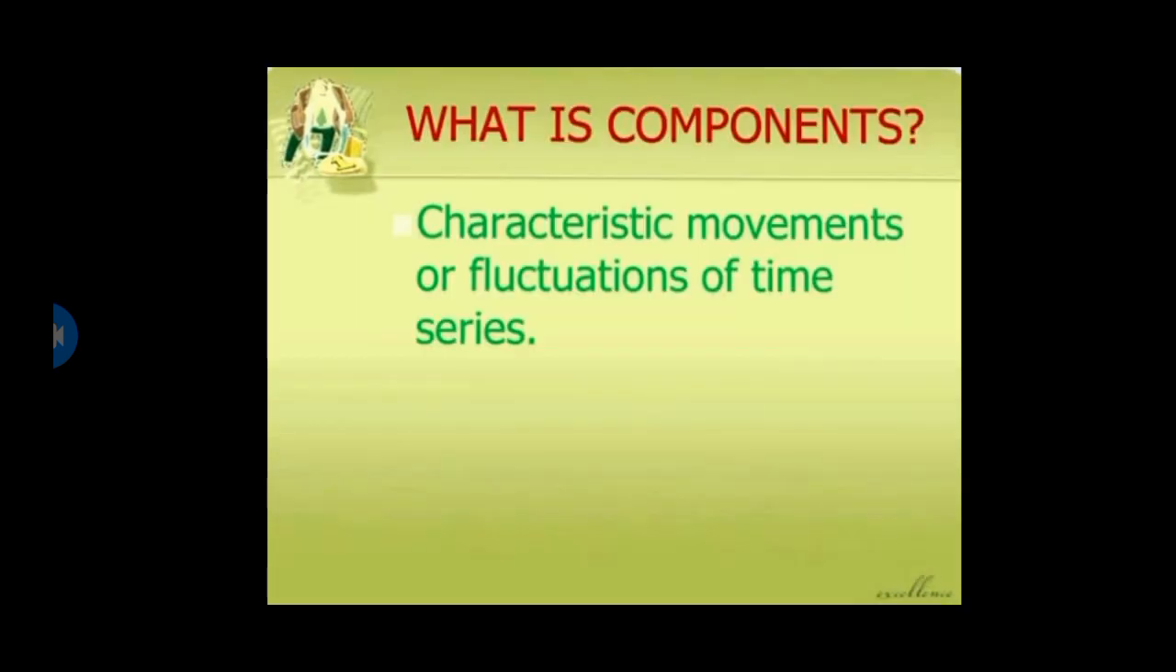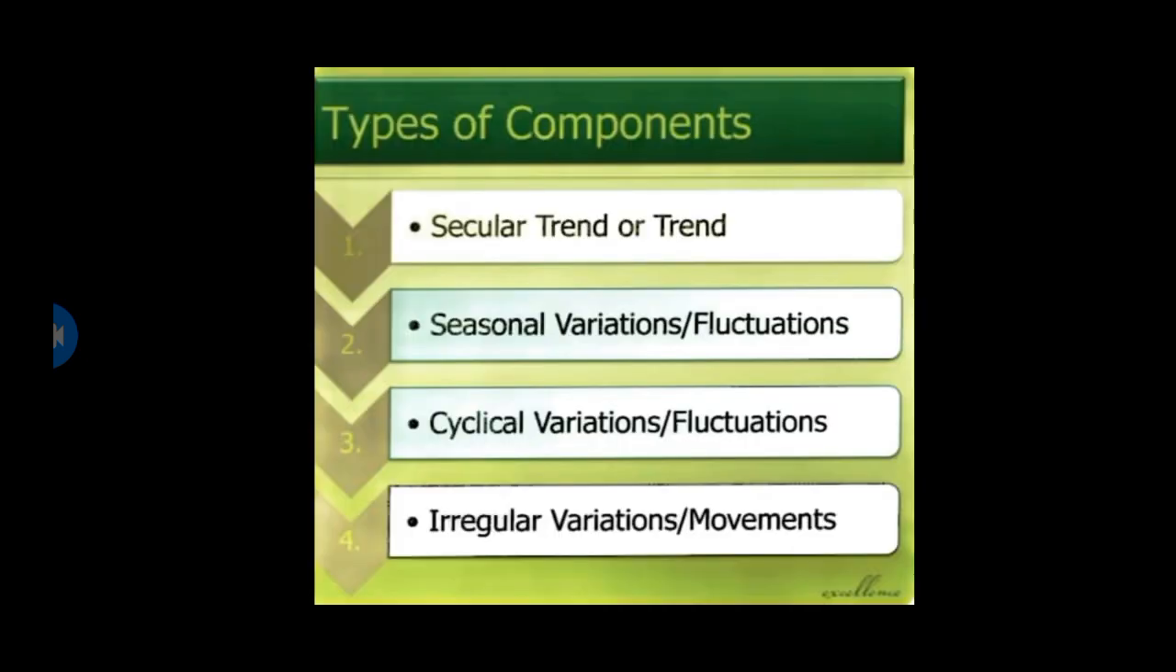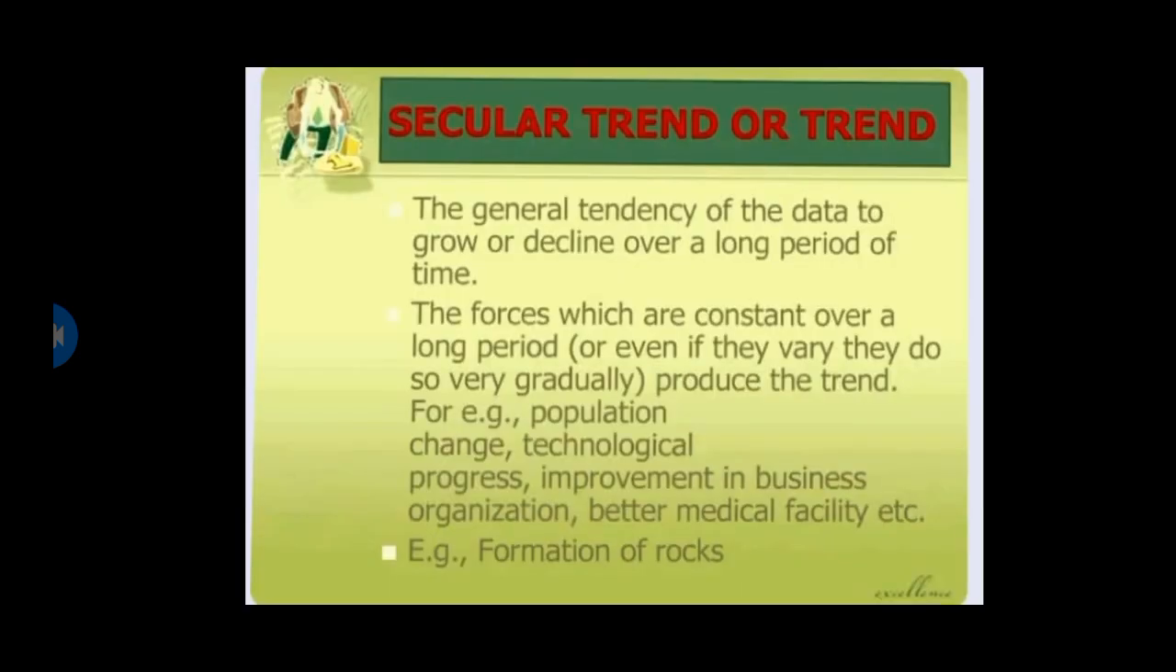Components of time series. What are components? Characteristic movements or fluctuations of a time series. Types of components: secular trend or trend, seasonal variation or fluctuation, cyclical variation or fluctuation, and irregular variations or movements.